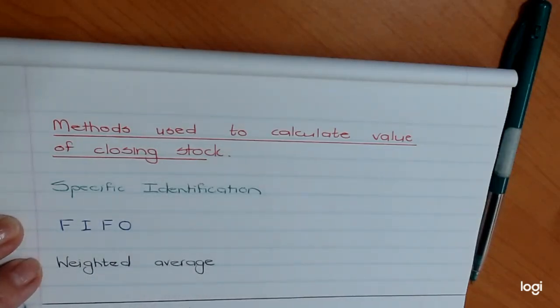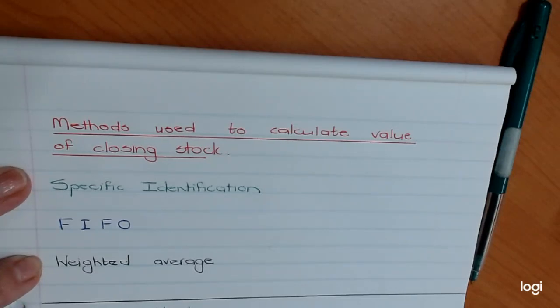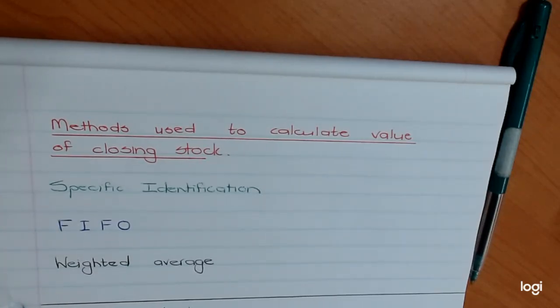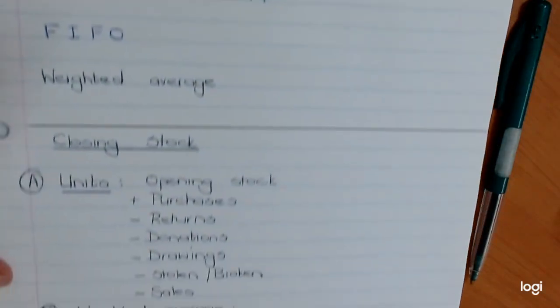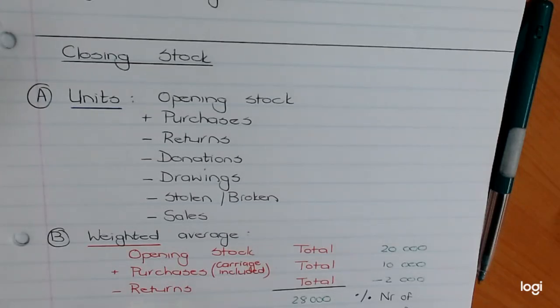So let's have a look at the weighted average and how we will calculate the weighted average. Specific identification I will do later using a specific activity as well. But the weighted average, just in general, how will we go about with the weighted average?